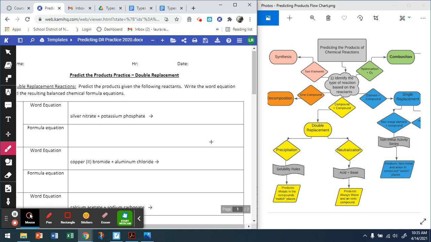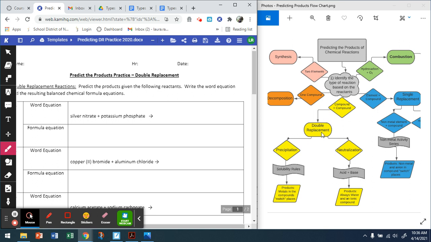So what I'm going to do is guide us through an example of practice from your worksheet and show you how to do it based on the information that you learned in the lecture. So first we want to talk about how we know that these are double replacement reactions. When we look over here, it says to identify based on the reactants. Well, it's not two elements because silver nitrate and potassium phosphate are compounds. It's not a single compound, there's two of them. And here I see I have a compound and a compound. So I have double replacement.